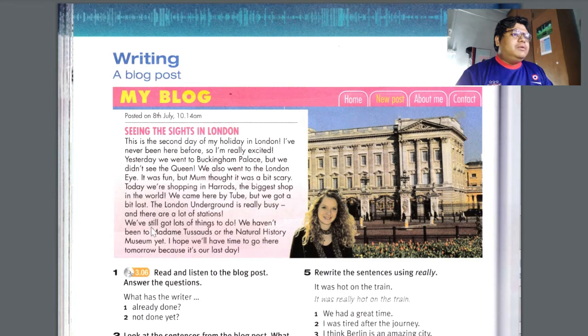Okay, we have still got lots of things to do. So these are the things they haven't done. Okay, as you were reading, kalau awak perasan, dia ada tempat-tempat yang dia pergi ni terpecah pada 3 bahagian. Yang pertama tadi, tempat yang dia dah pergi semalam, which is Buckingham Palace and also London Eye.